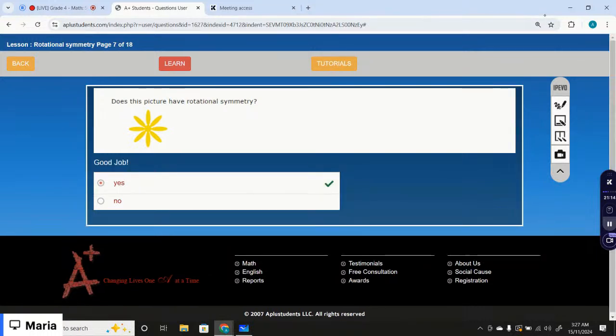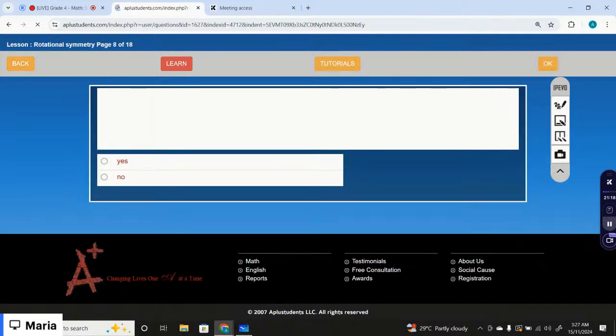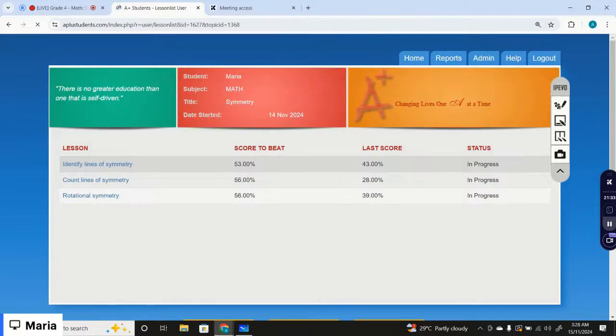Okay, you can complete the lesson by yourself later today. We are done with the chapter symmetry. I'm going to move on to the next chapter, right? If you have any question related to the chapter, please ask. I will explain again if you have any.